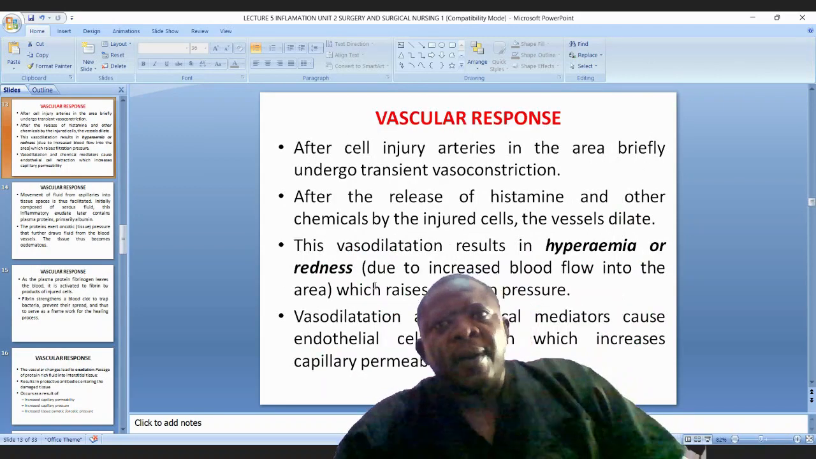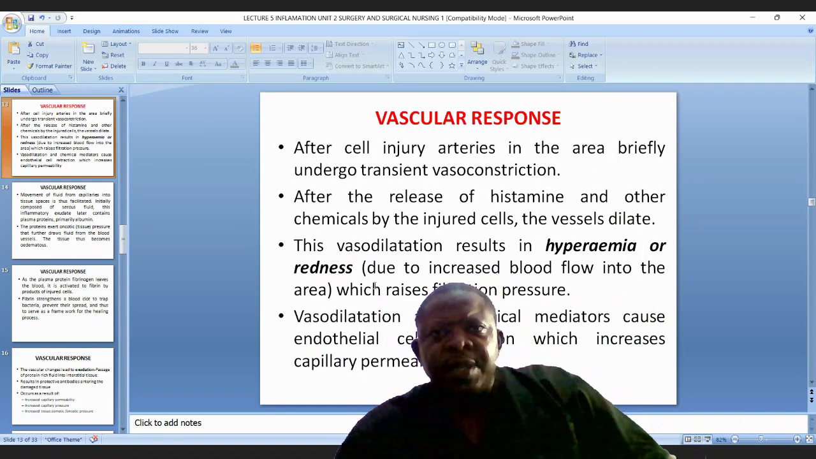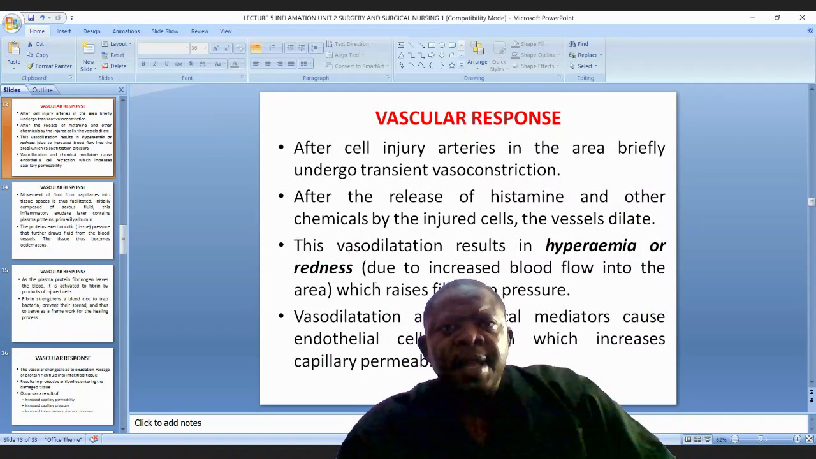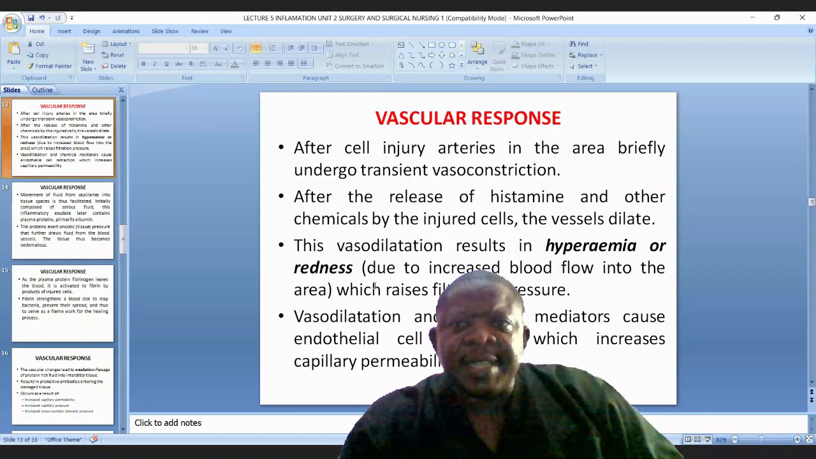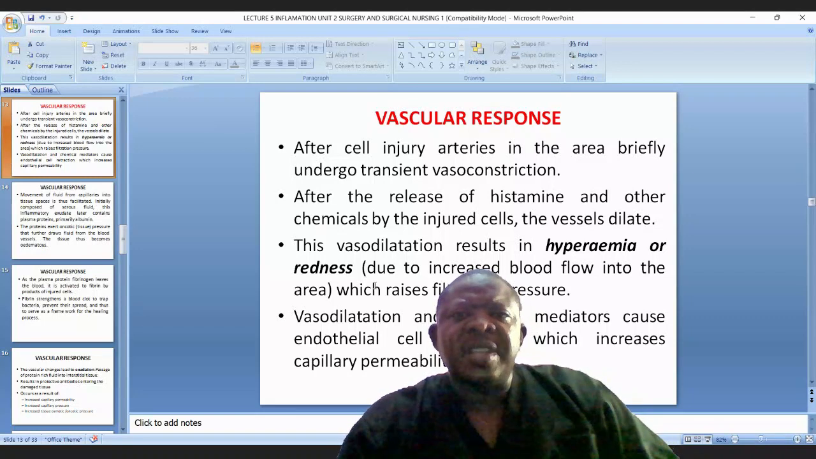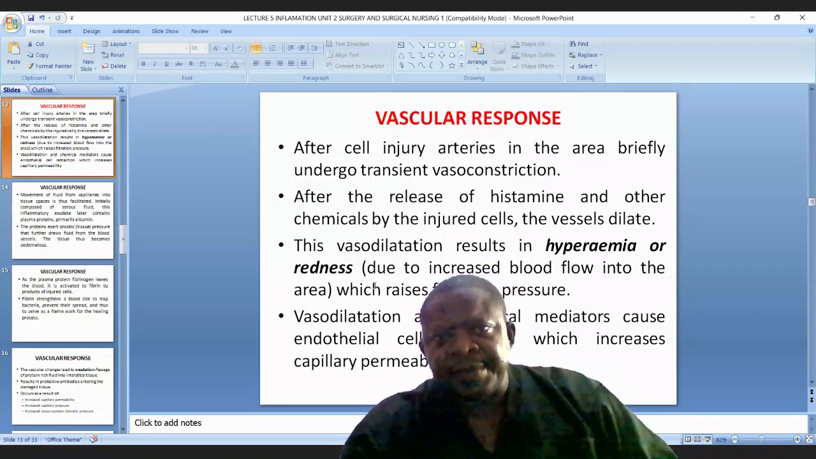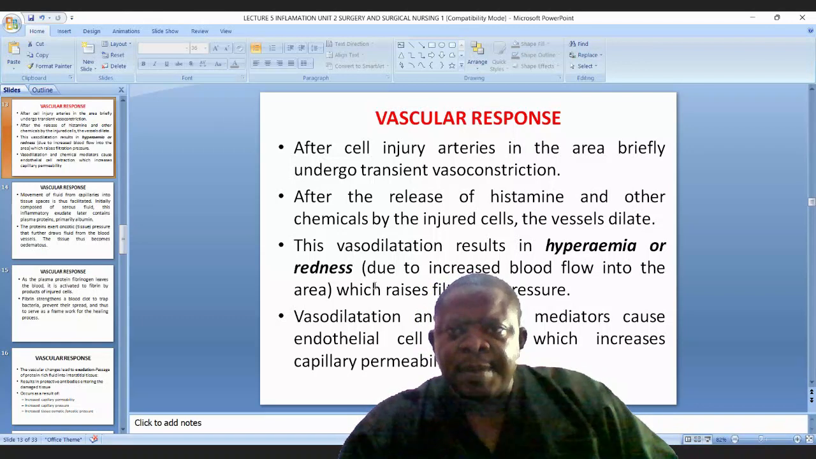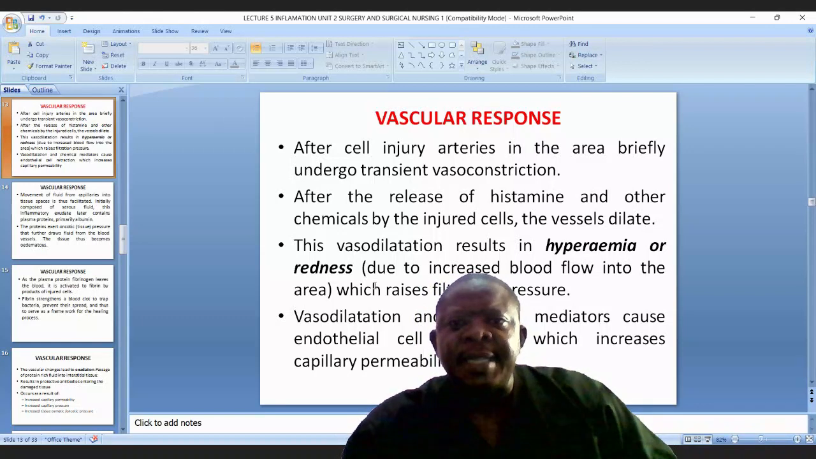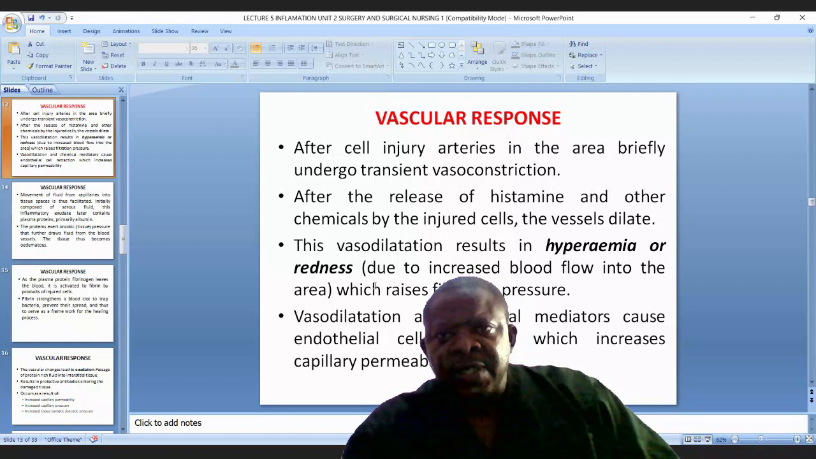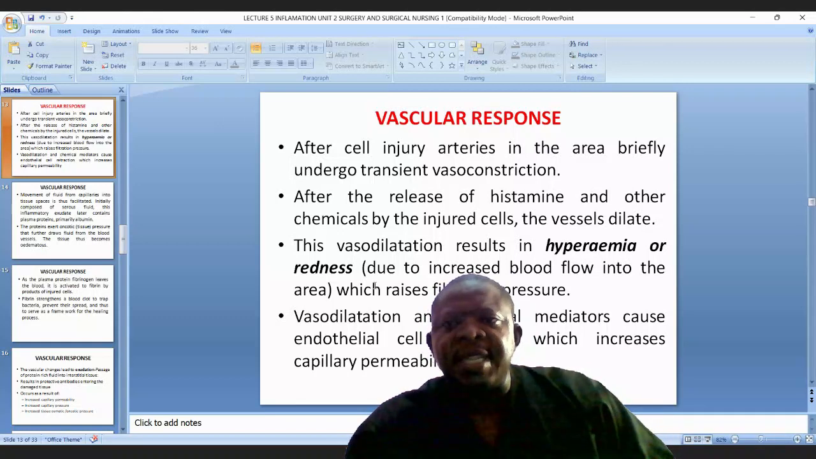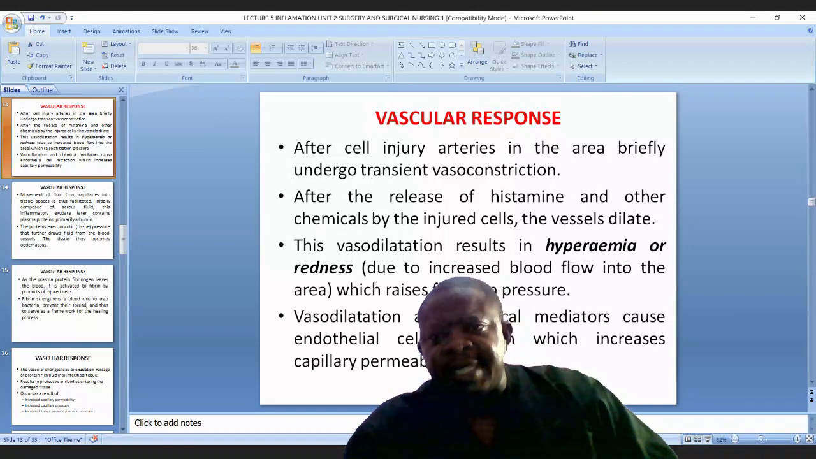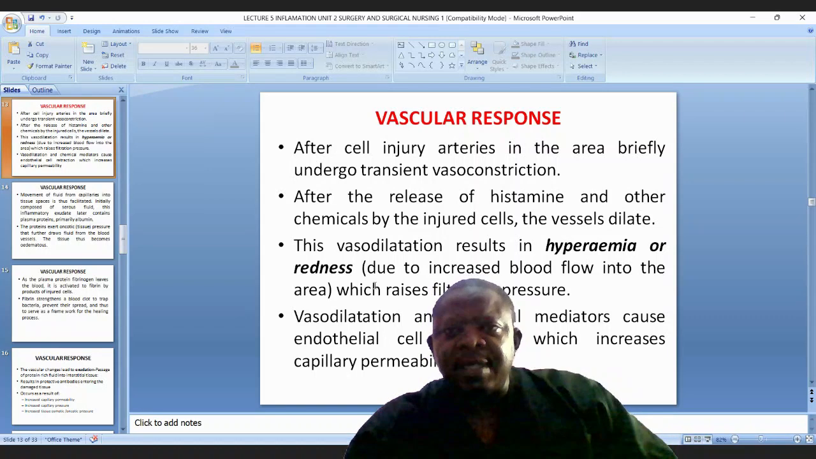Okay, so the first phase we look at is vascular response. After cell injury, arteries in the area briefly undergo transient vasoconstriction. After the release of histamine and other chemicals by the injured cells, the vessels will dilate. So the dilatation then results in hyperemia, which will bring about redness.